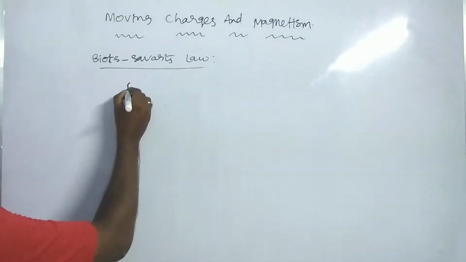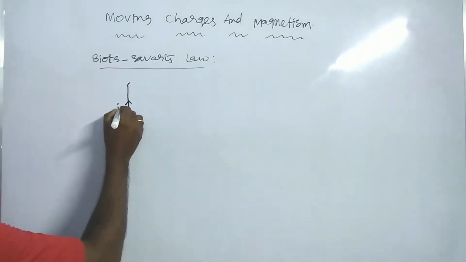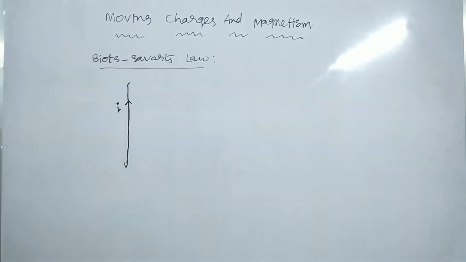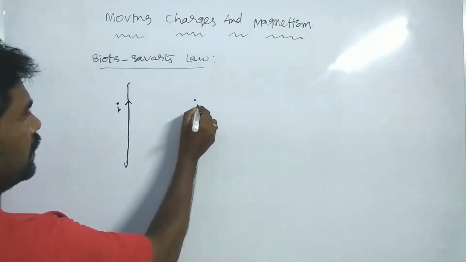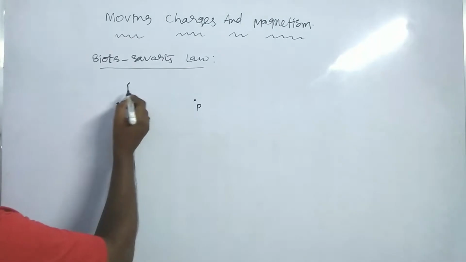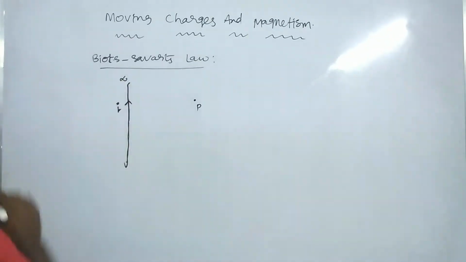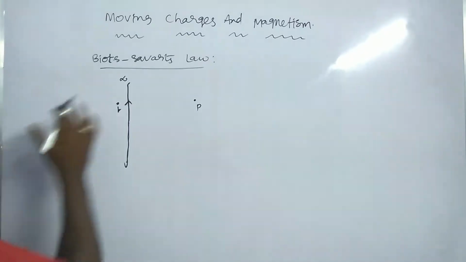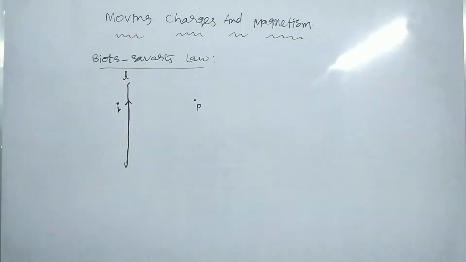and this is the current carrying conductor, and from this there may be a point P here. The length of the current carrying conductor, let it be infinite, or maybe an L length of the current carrying conductor.